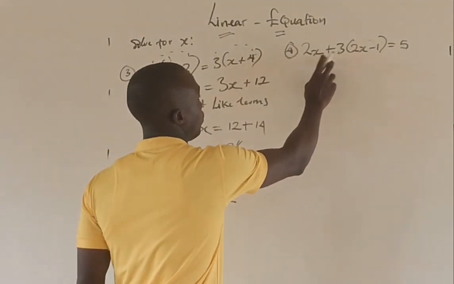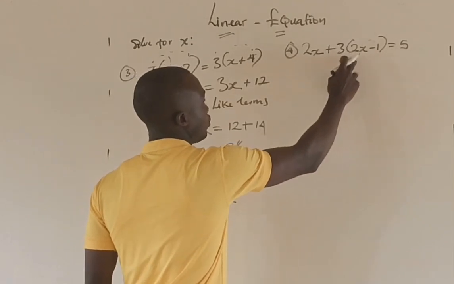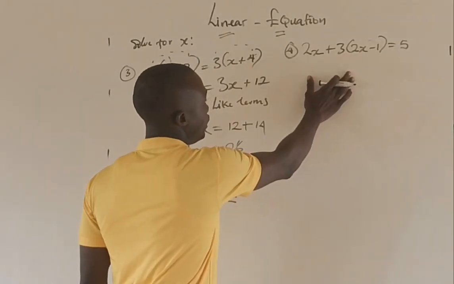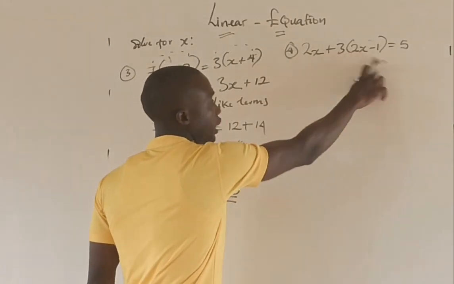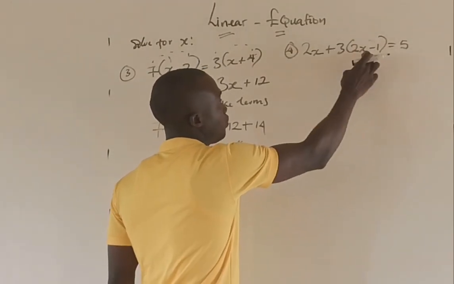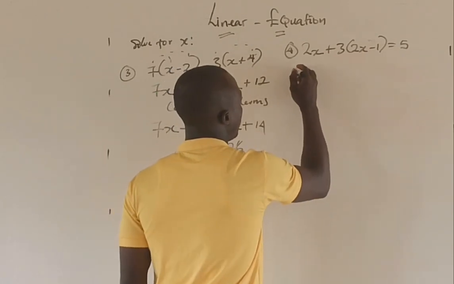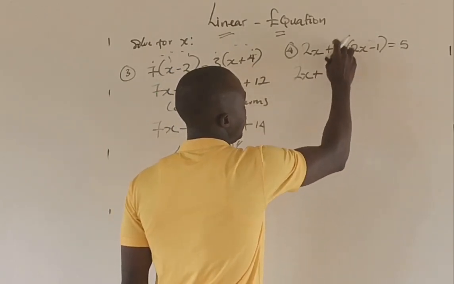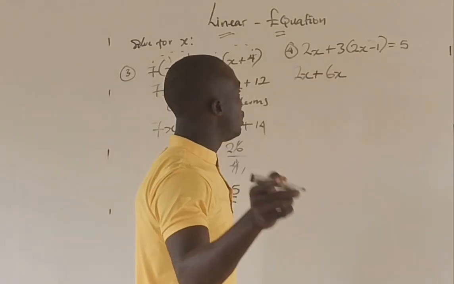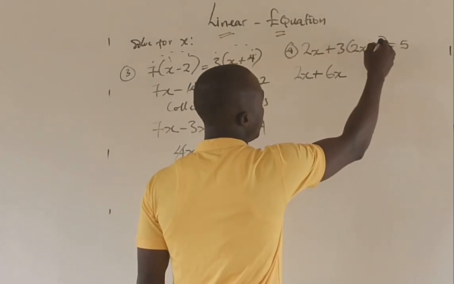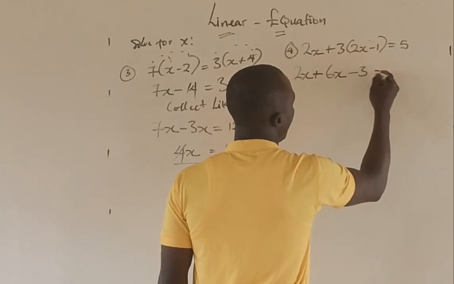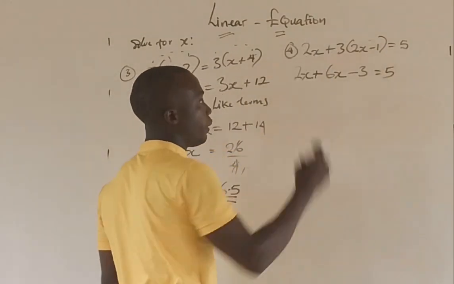Here we have 2x plus 3 into bracket 2x minus 1 equals to 5. So in this place here, we expand this bracket first. That's the first thing we need to do. We expand the bracket first, by multiplying this bracket by 3. So here we have 2x plus 3 times 2 equals to 6x. Then plus times minus equals to minus 3 times 1 equals 3, equal to 5. We have been able to expand this bracket.